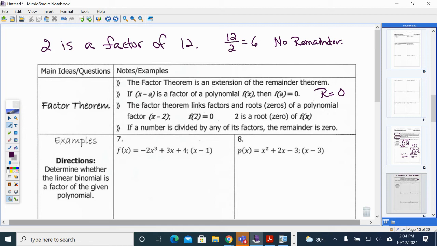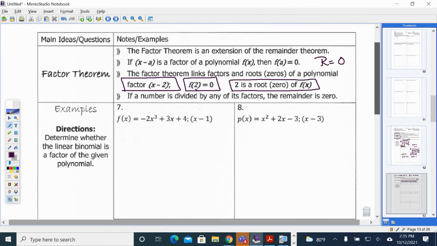Some of this is going to be a little confusing, and I will clear this up when we go through the assignment. But a factor looks like this, and x minus 2 is what we call a factor. When we talk about evaluating f of 2 is equal to 0, that means that 2, which is the x, is a root or a 0 of that function, which means it's one of the solutions for x. If a number is divided by any of its factors, the remainder is 0.